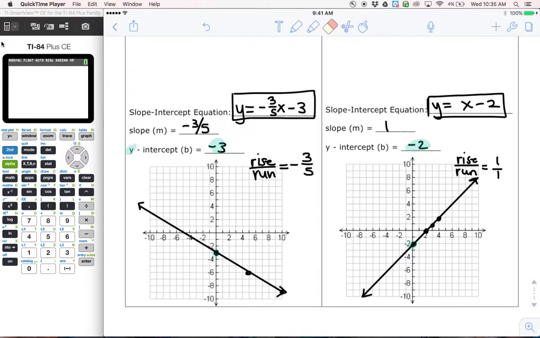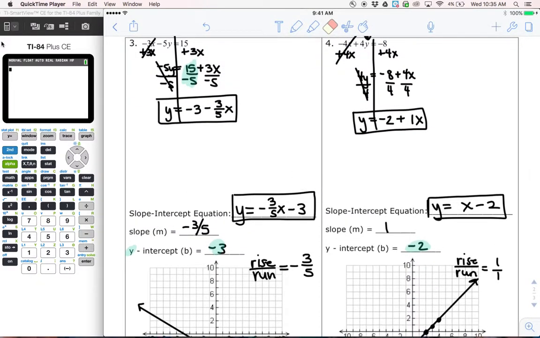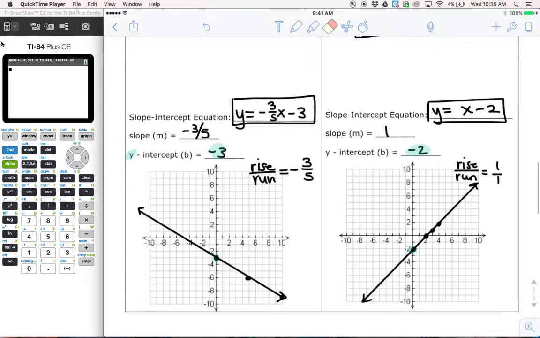Remember, guys, the phrase we're going to talk about today, when we get y by itself, we say move, switch, divide: move the x, switch its sign, divide by the number with y, then you've got y equals mx plus b, and you can graph.